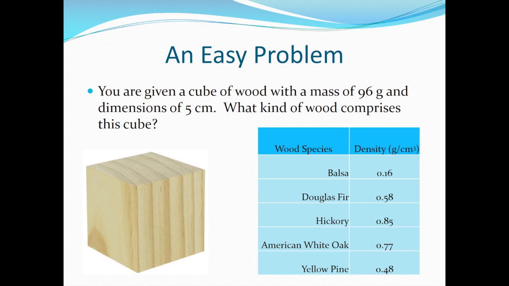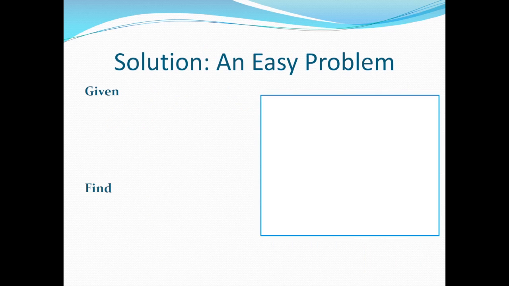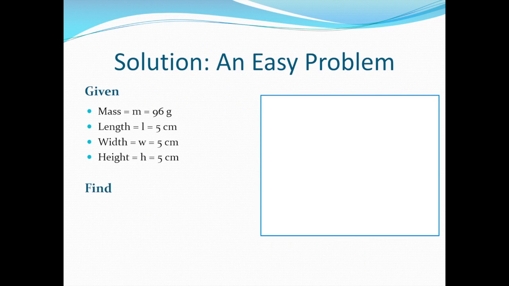Let's start by identifying what we're given and what we need to find. We were told that the mass of the cube is 96 grams, and its length, width, and height are 5 centimeters. We're trying to find out what kind of wood this cube is made from, so we need to find the density. Now we can start solving the problem.